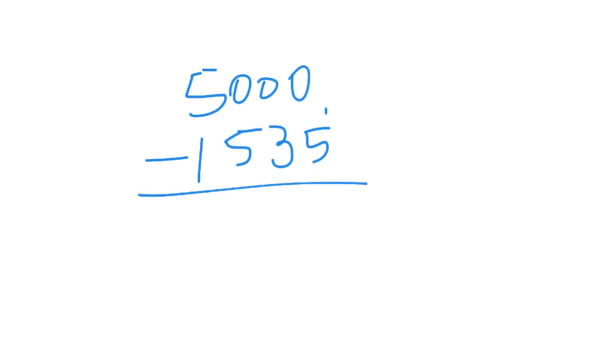I go 0 minus 5. Now, if you think that 0 minus 5 is 5, it's not really the answer here because we can't take 5 away from nothing. So what I have to do with the 0 is go next door and regroup. Grab something from the tens place. The problem is there's nothing in the tens place. There's also nothing in the hundreds place.